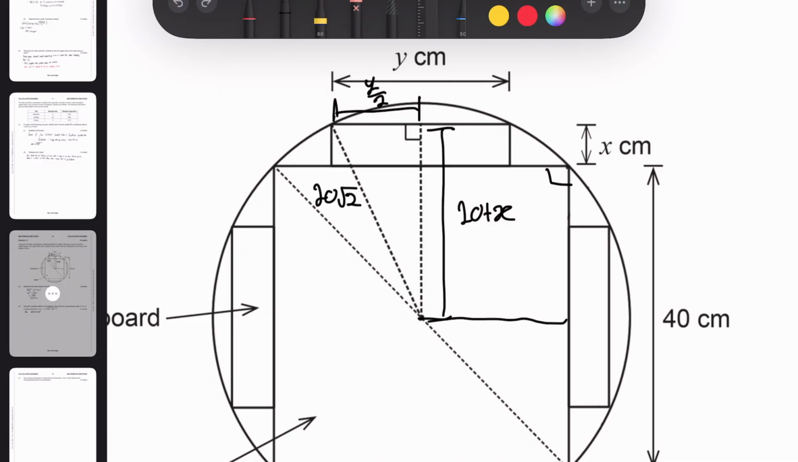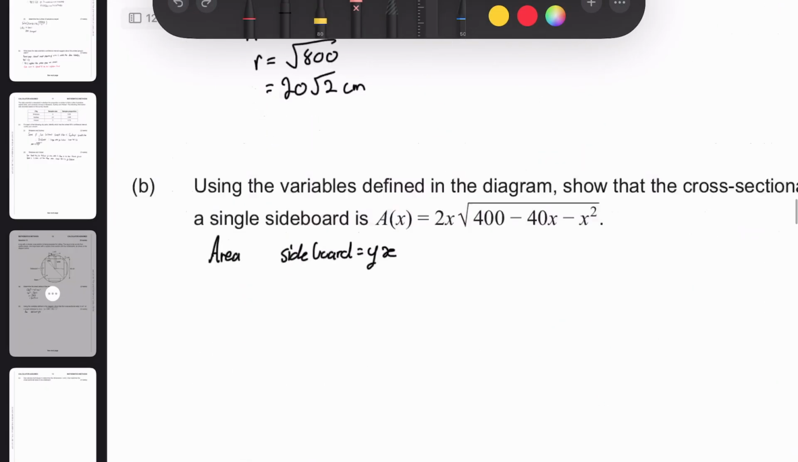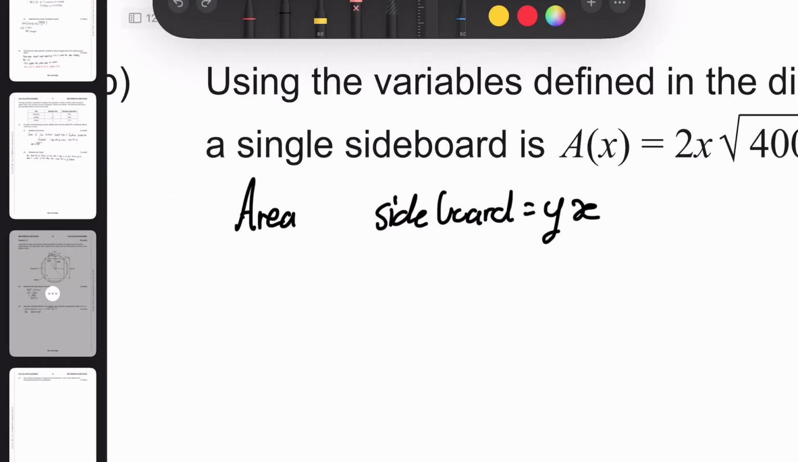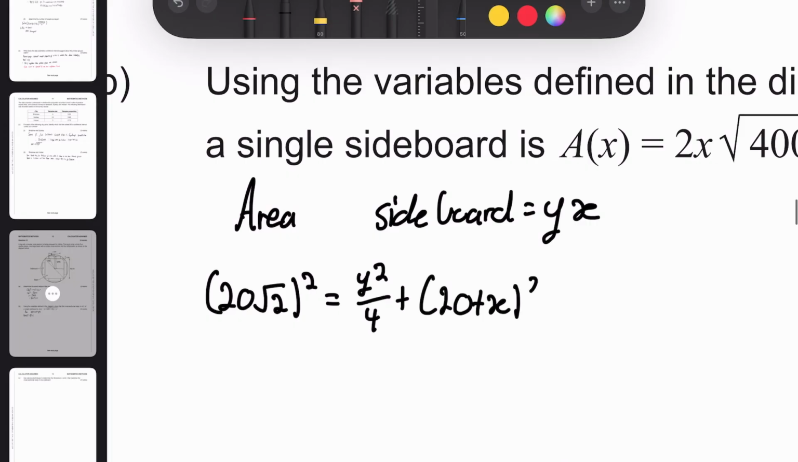What this means is that we also have the 90-degree angle, so we can plug this all into Pythagoras' theorem. Okay? So we have 20 square root of 2 squared is going to be equal to y squared on 4 plus 20 plus x squared.